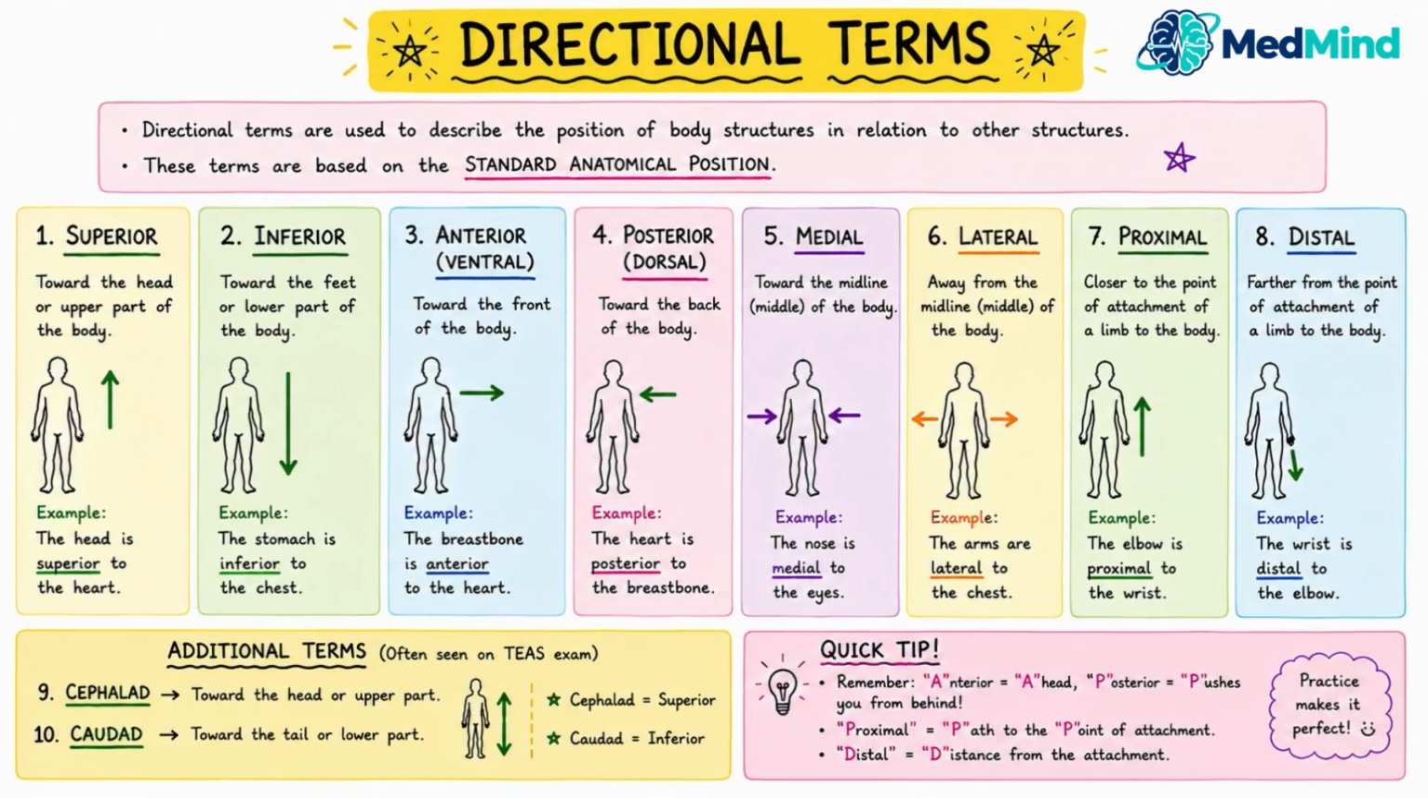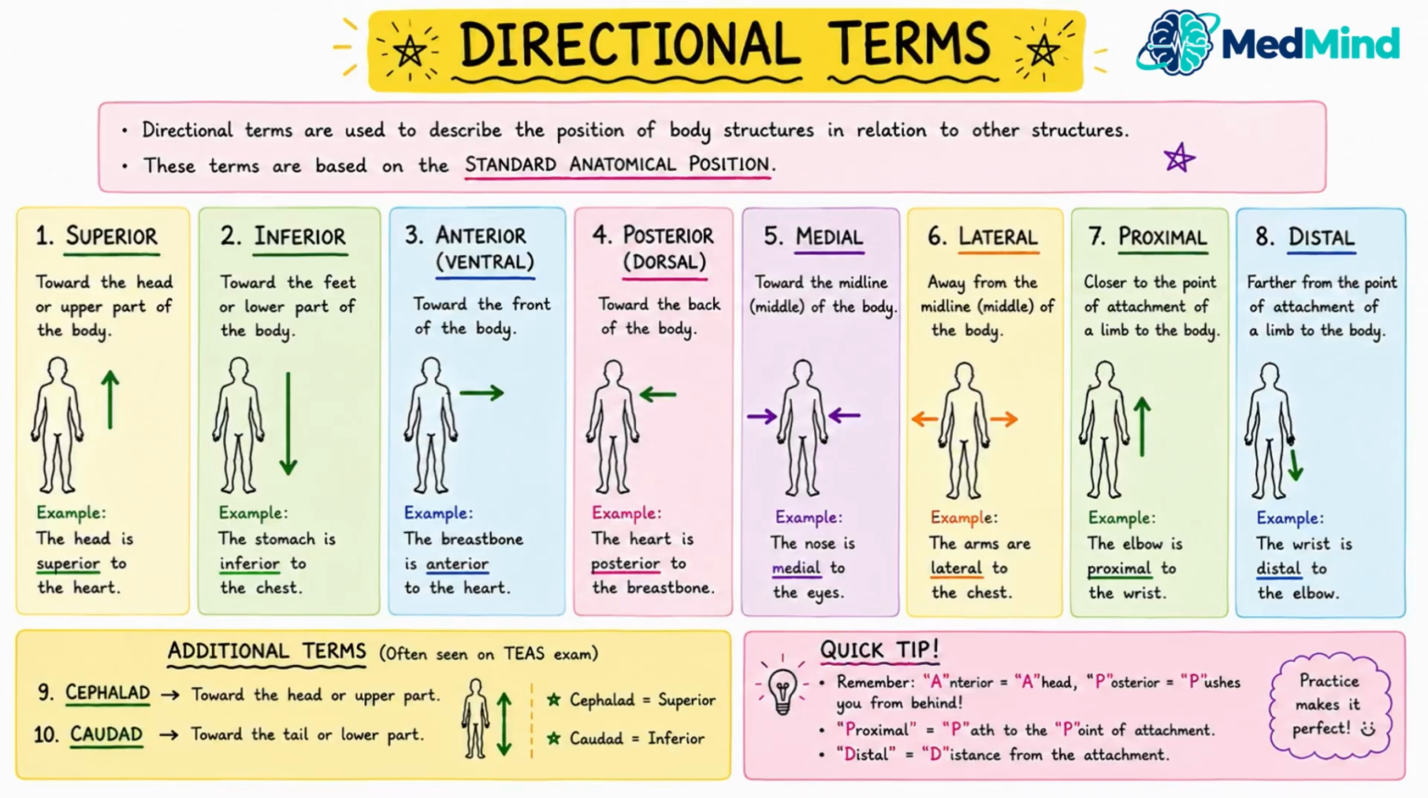Our next and third topic is directional terms. Directional terms are words used to describe the location of one body part or one body structure in relation to another. These terms are always based on the standard anatomical position that we learned earlier. Once you understand these terms, reading anatomy questions and textbooks becomes much easier for you.